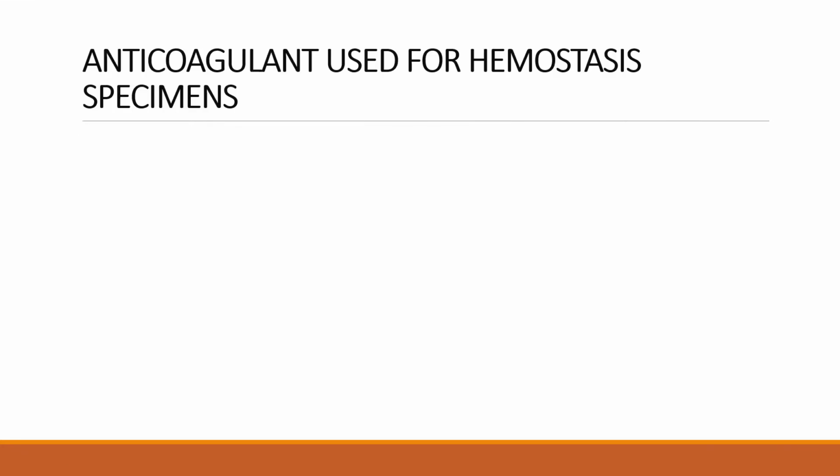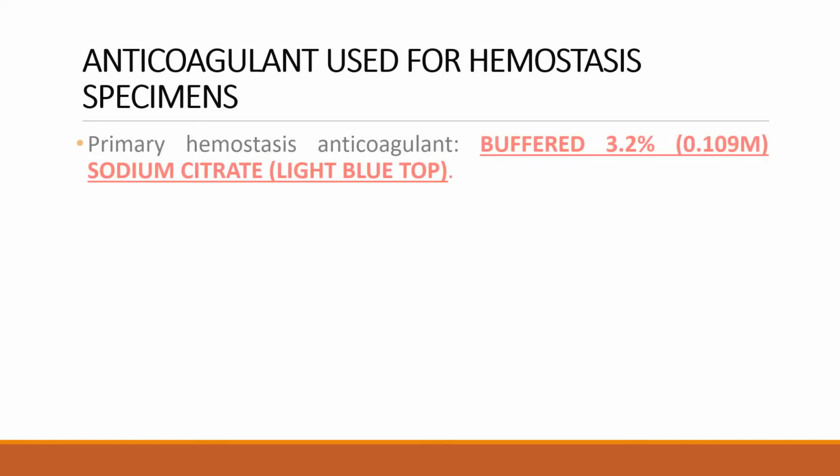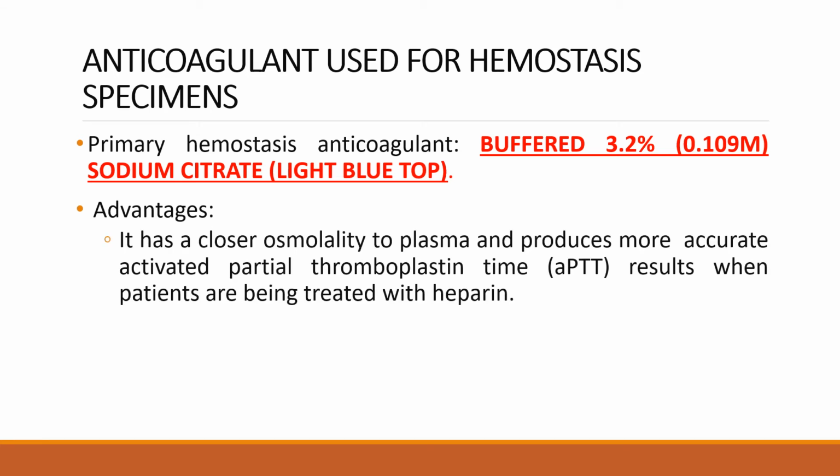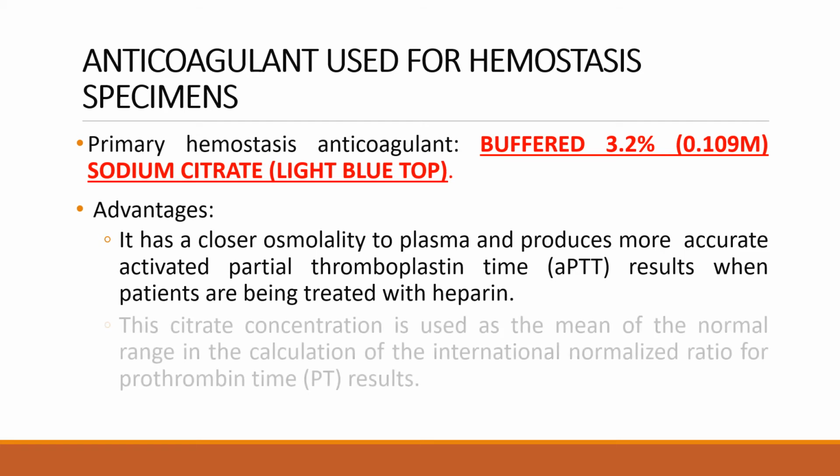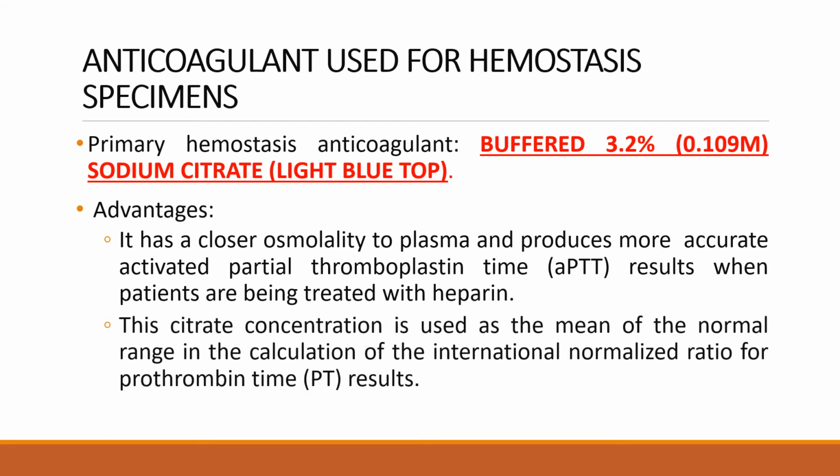For the primary anticoagulant that is used for hemostasis specimen, that is your buffered 3.2% sodium citrate, which is in your light blue top tube. The advantages of using this anticoagulant are the following. First, it has a closer osmolality to plasma and produces more accurate activated partial thromboplastin time results when patients are undergoing heparin therapy. Next, this citrate concentration is used as the mean of the normal range in the calculation of the INR, or the International Normalized Ratio, for PT results.